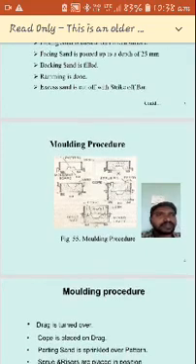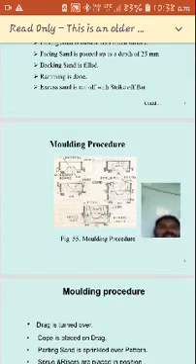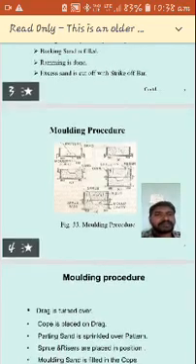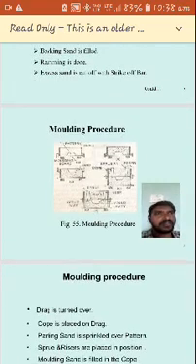After completing the backing sand filling, there is excess sand. The backing sand completely fills the molding box, so some sand will be in excess. That excess sand is cut off with the help of a strike off bar.